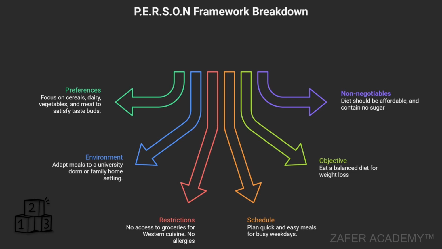The second variable in our framework is the environment variable. So we see adapt meals to a university dorm or family home setting. Right, the environment may be a university dorm, it may be a family home setting, it may be a bachelor, it may be whatever.